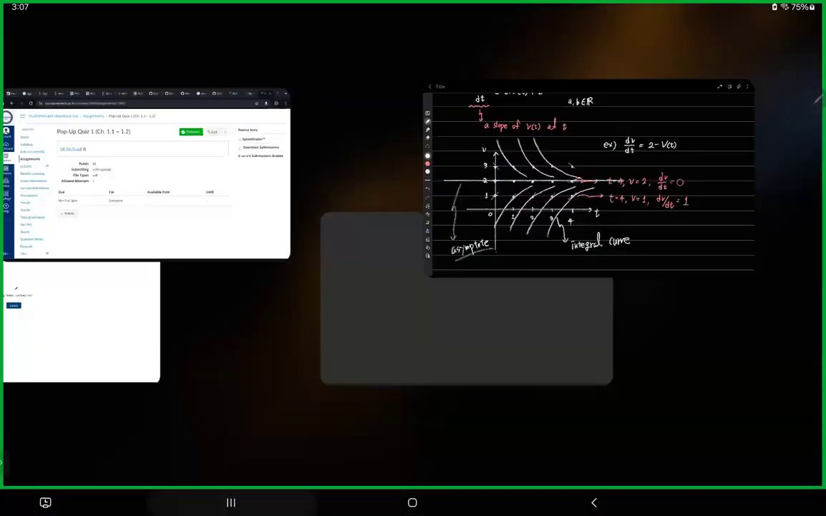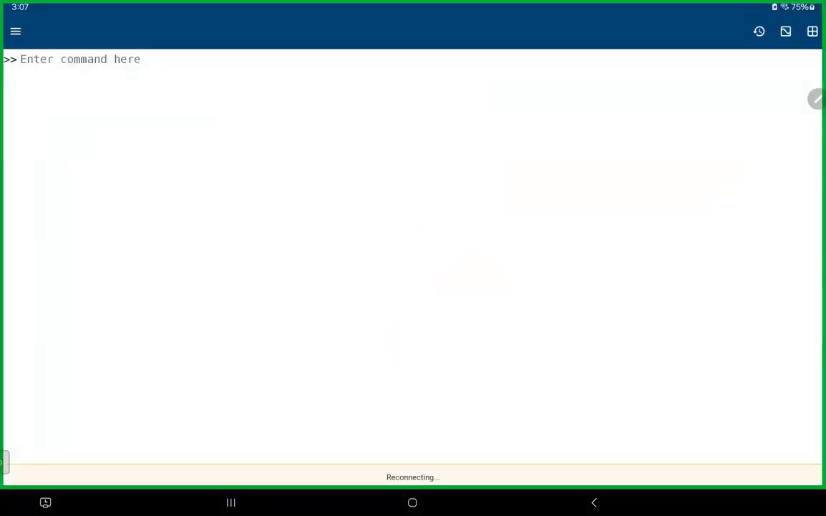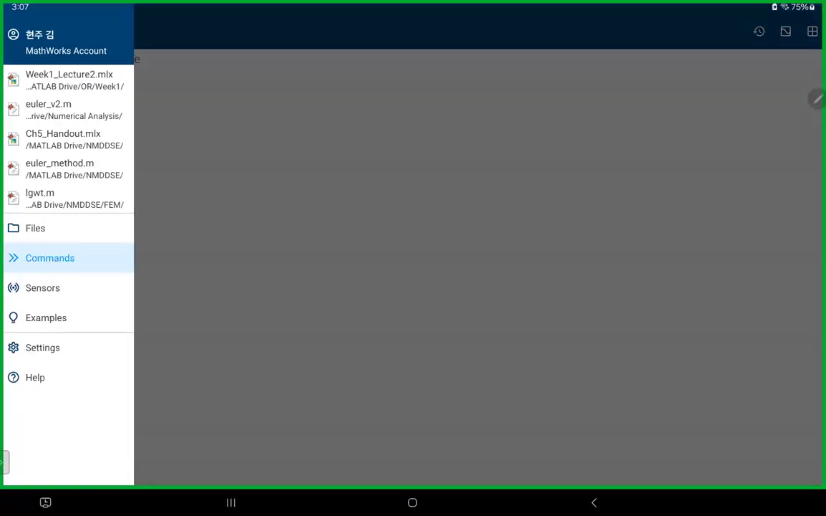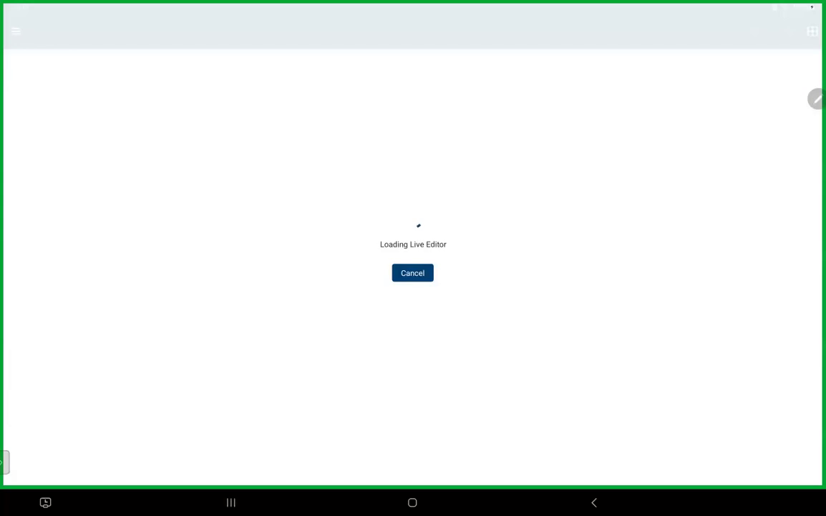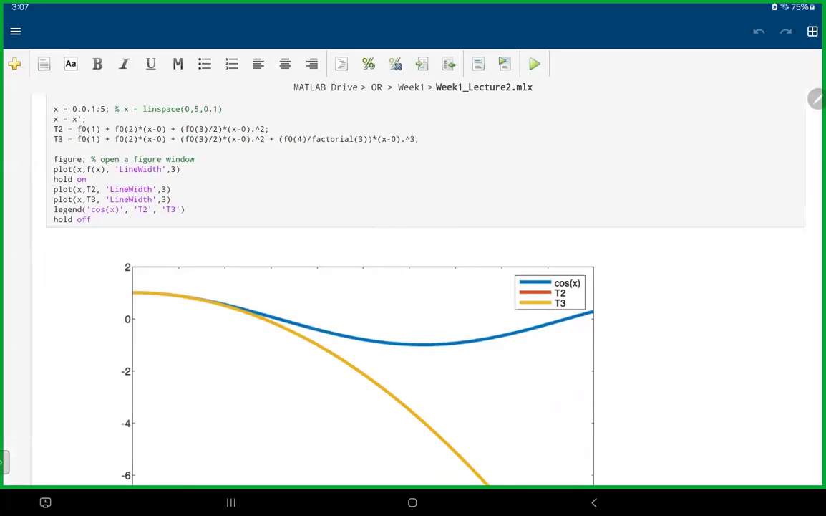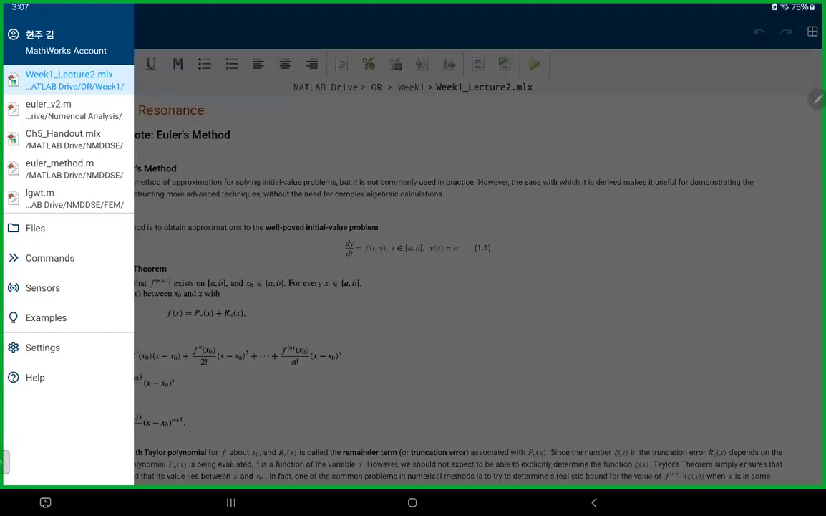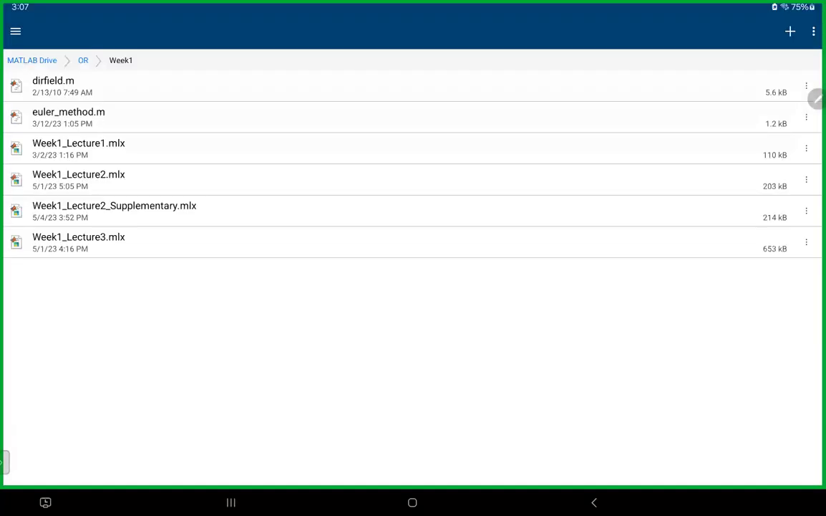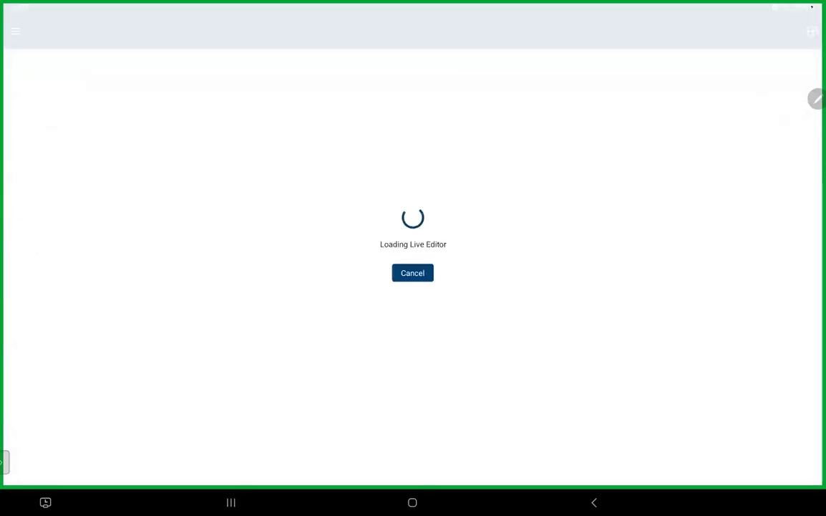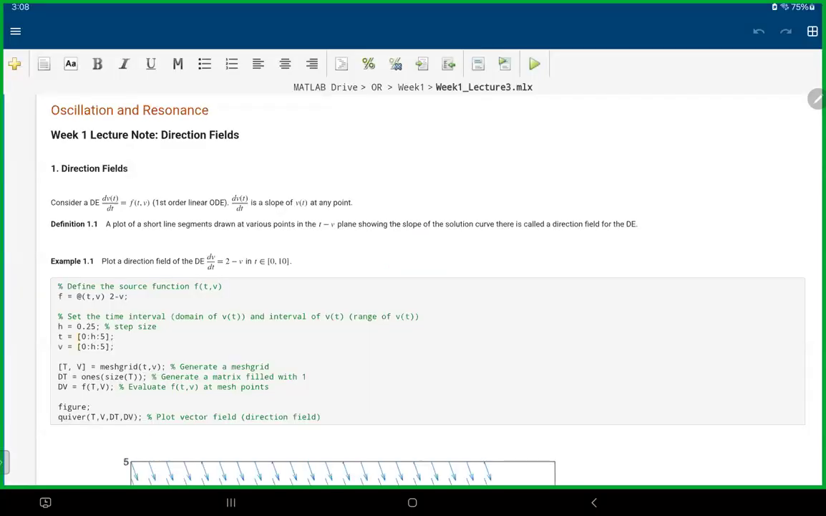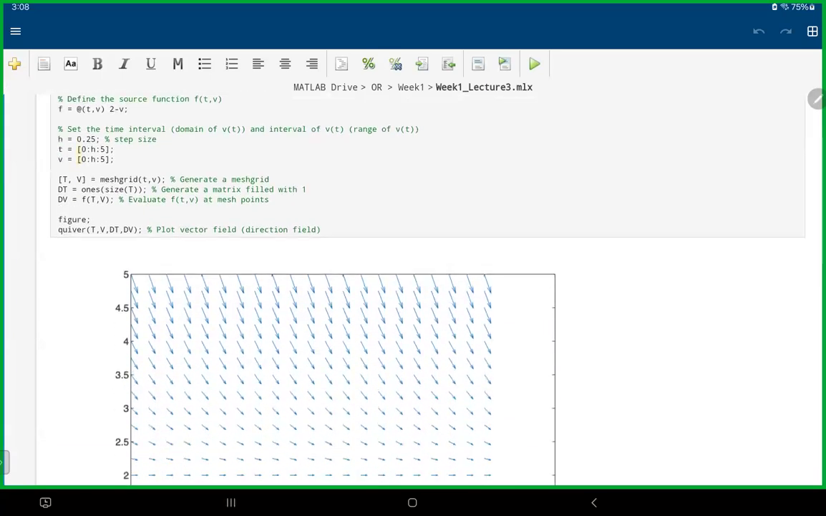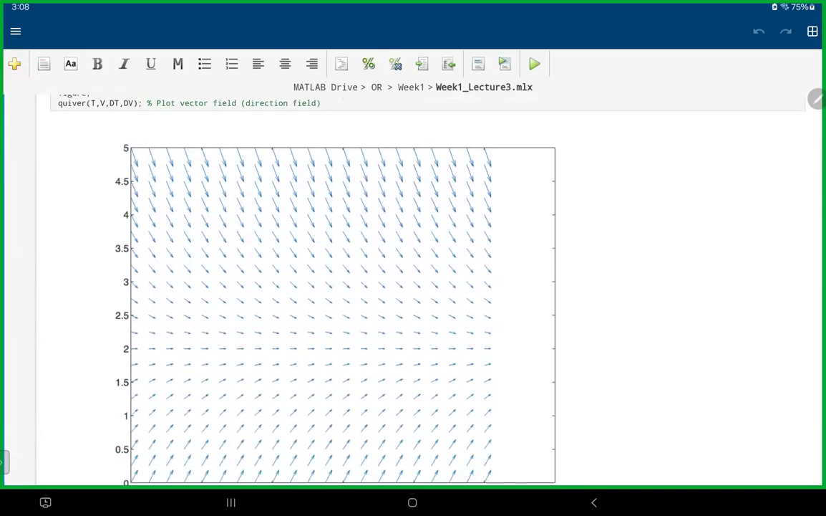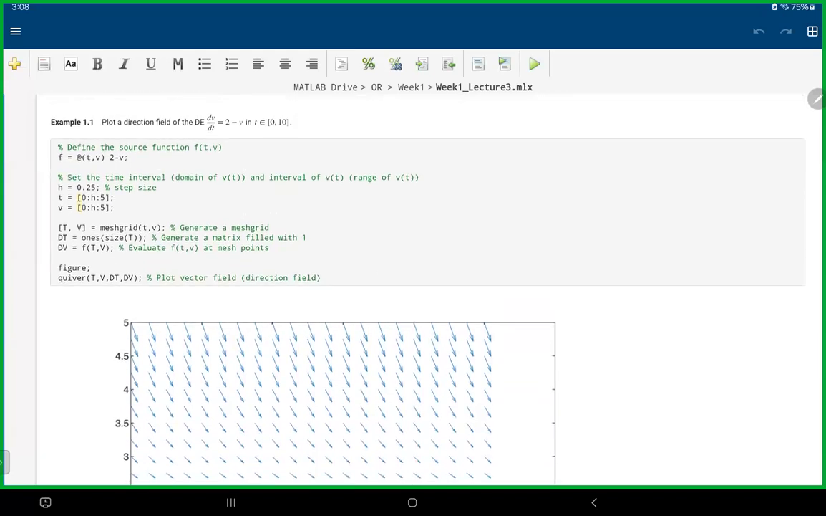Give me a second. Hopefully it works. Oh, not this one. Sorry. Yeah, because I made the code for plotting the direction field like this. Okay, so there is a code right here. You can download it.